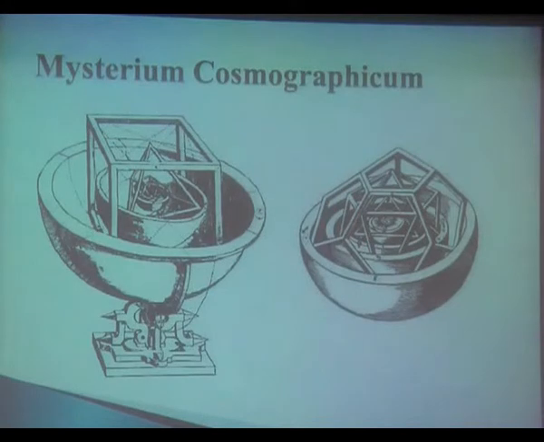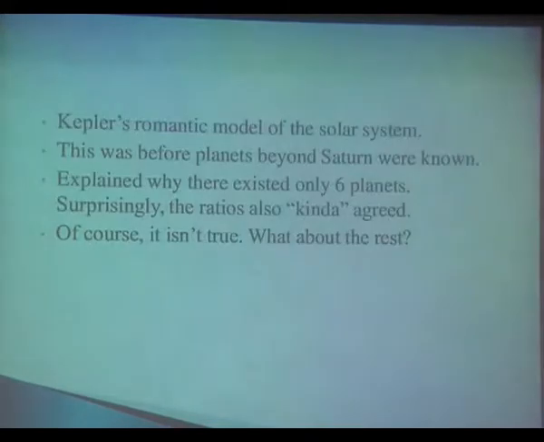This was his model of the solar system. But unfortunately, it broke down when the 7th planet was found. He couldn't go any further with it. In fact, the ratios also kind of agreed, so that was a boost to him. But then the data available to him was pretty fuzzy, so you just can't believe that. And of course, it's not true. Kepler was a real scientist, and he actually gave it up when the 7th planet was found.